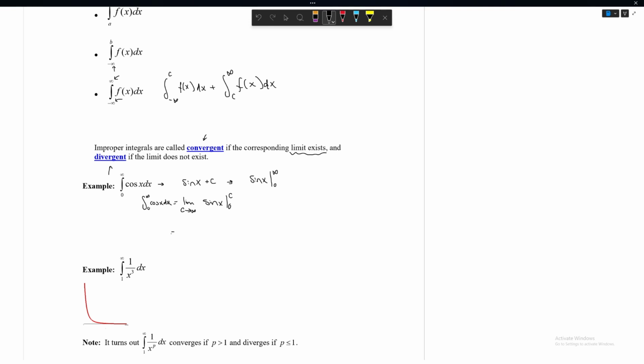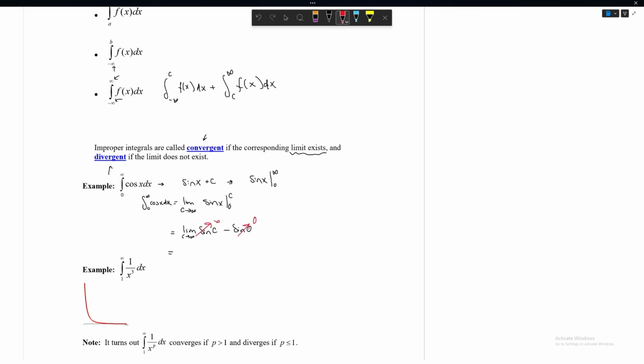And so what you'll do is take the limit as c goes to infinity of my sine, but instead of x we put c now, minus, now we take the second bound, which is sine at 0. Now what does this go to? This number right here, sine of 0, just goes to 0. Now what does the other one go to?